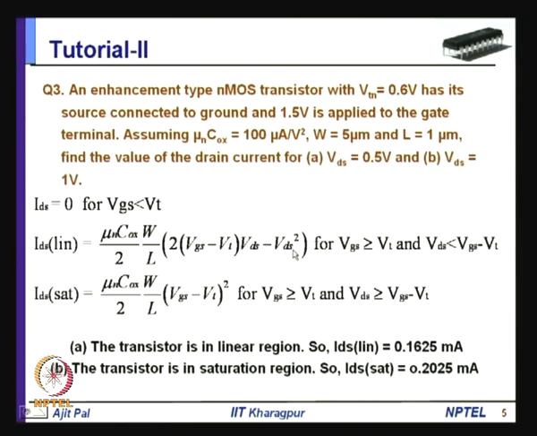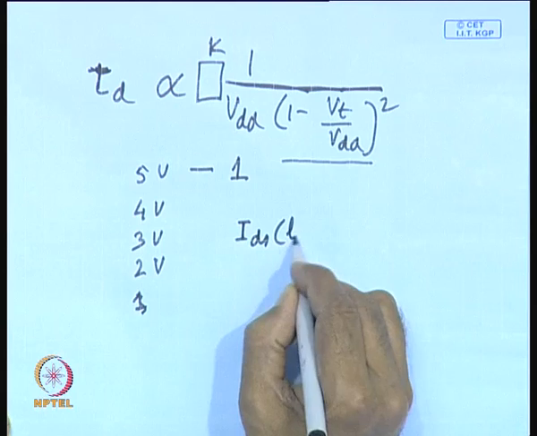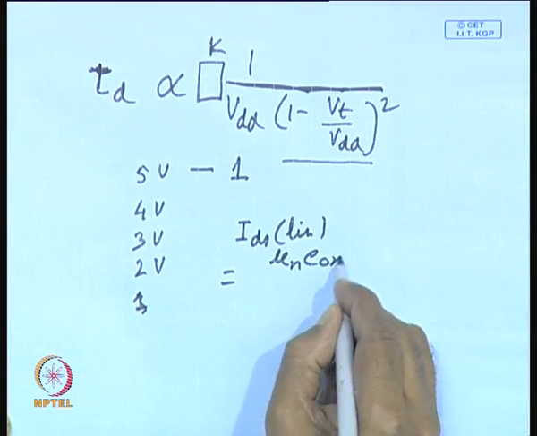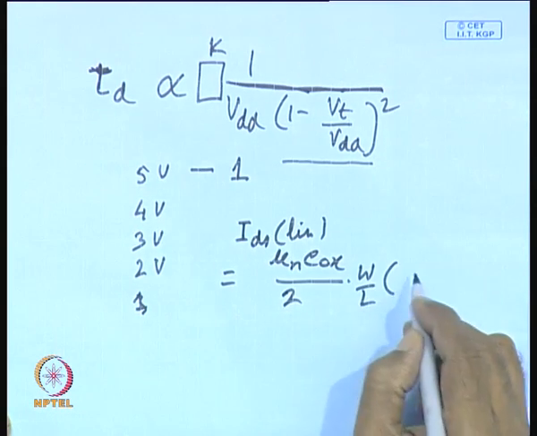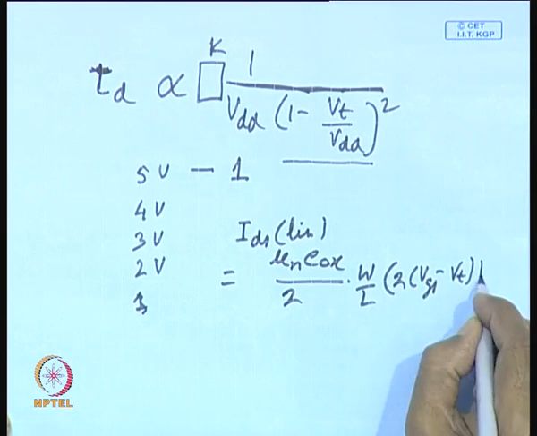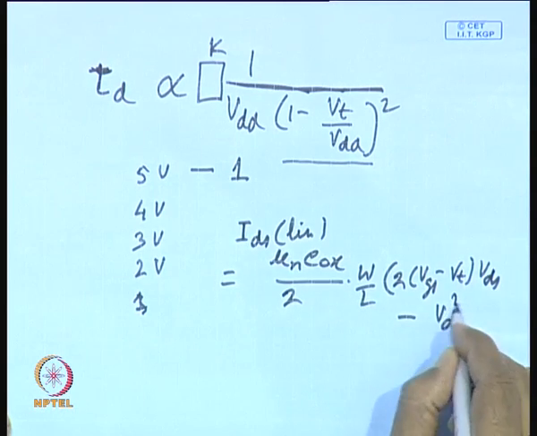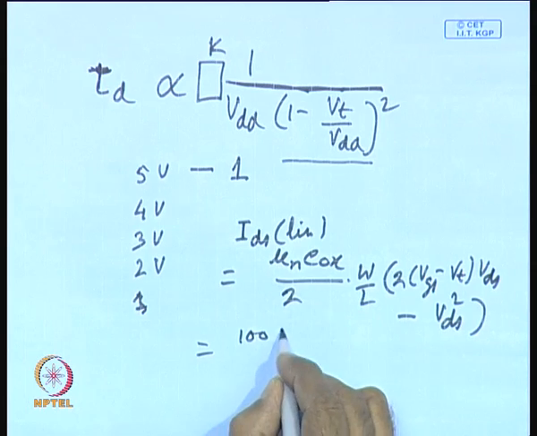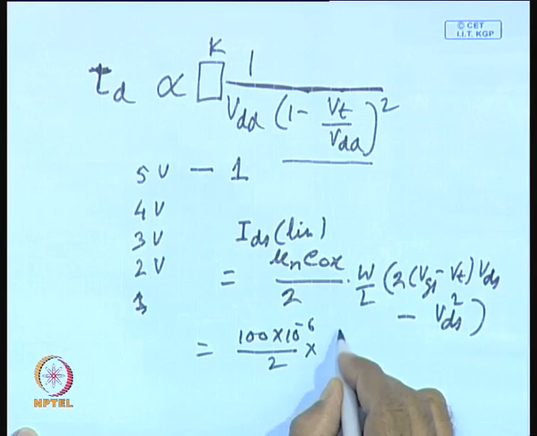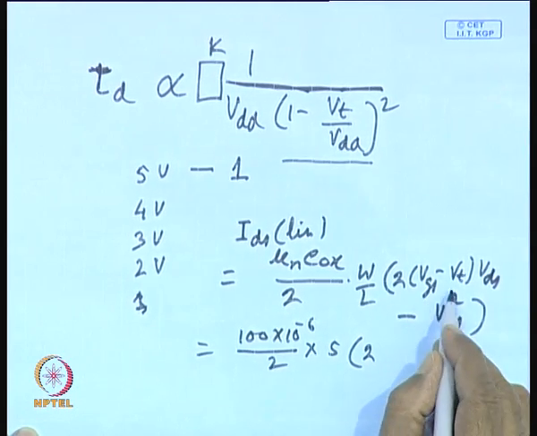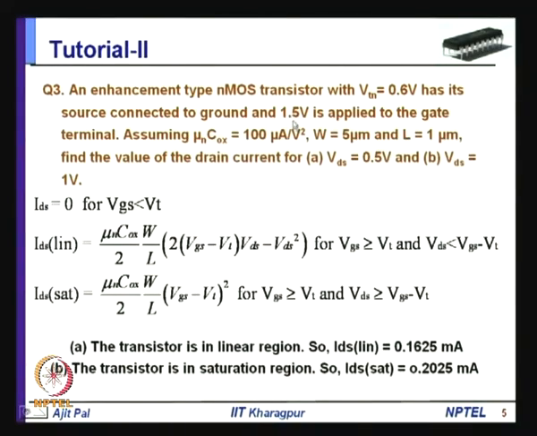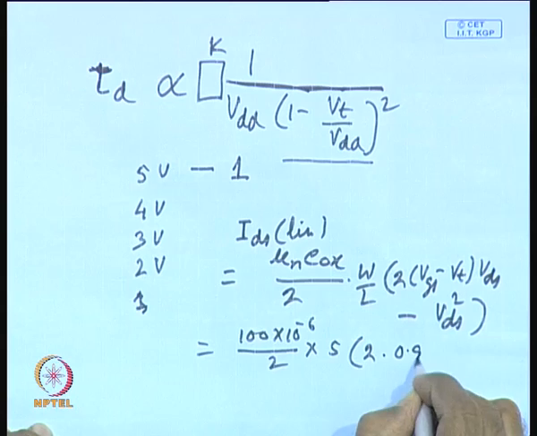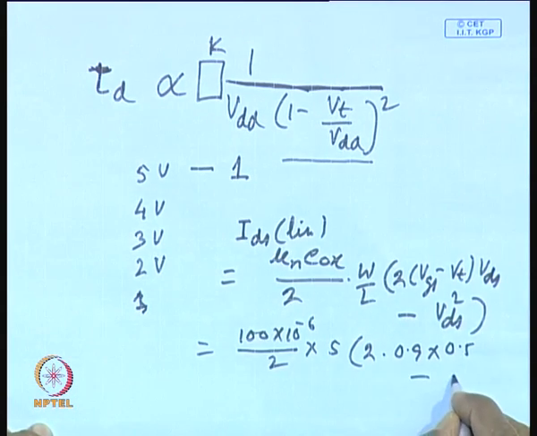So, if we substitute here, the first equation, that is your IDS linear, is equal to mu n COX by 2 into W by L into 2 into VGS minus VT into VDS minus VDS square. So, we can substitute different values. Mu n COX value is given, that is 100 into 10 to the power minus 6 by 2, into W by L is equal to 5, and it is 2 VGS minus VT. As you can see, VGS is equal to 1.5 and threshold voltage is given as 0.6. So, 1.5 minus 0.6 is 0.9, 2 into 0.9 into 0.5 minus 0.5 square.